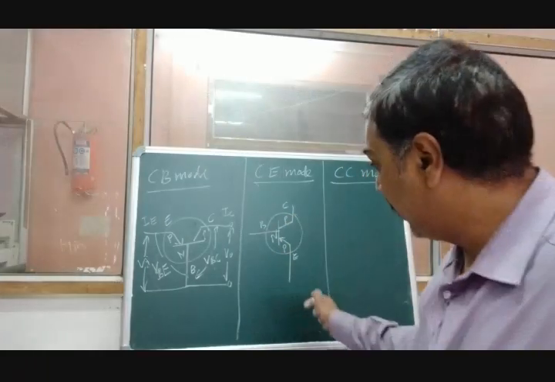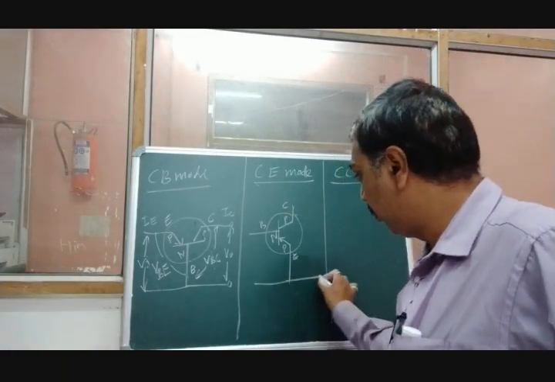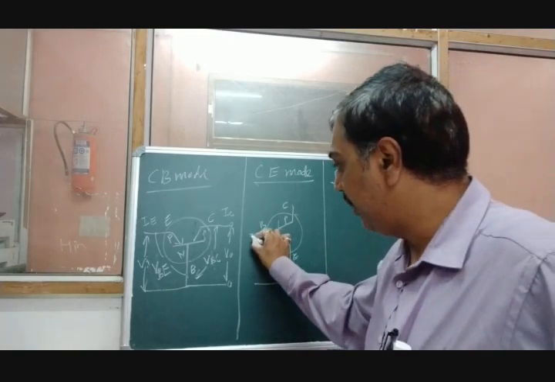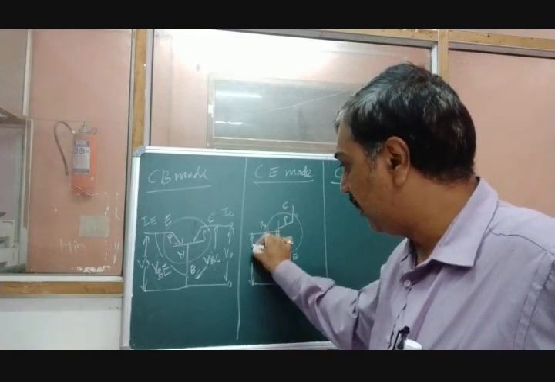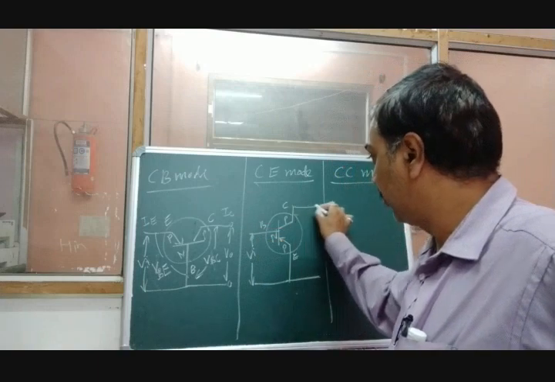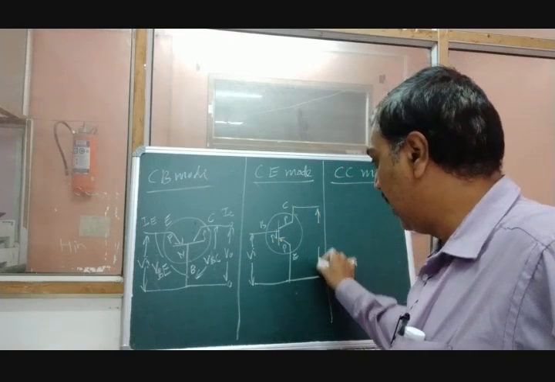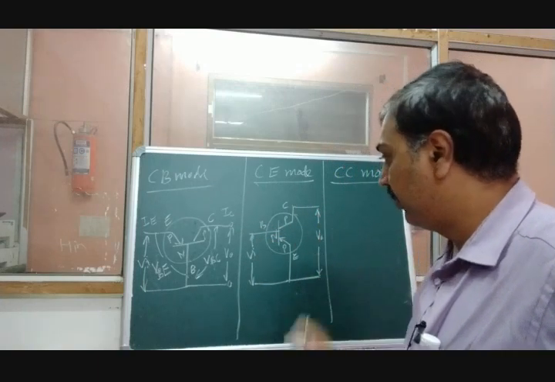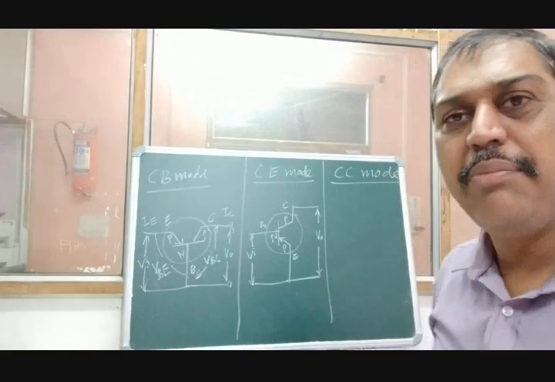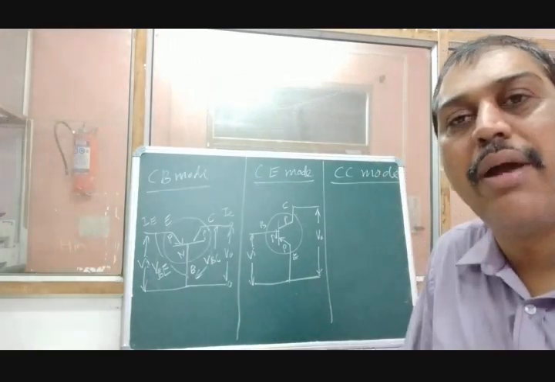Now the emitter is common at input and output. Input is applied between base and emitter. This is the input. Output is taken between collector and emitter, that is VO. And since the emitter is common, it is said to be common emitter mode.